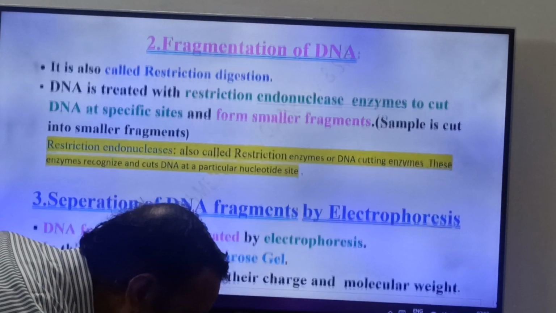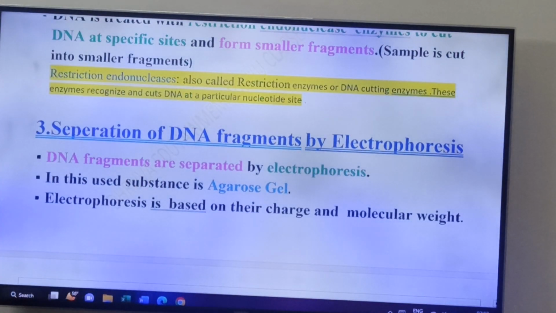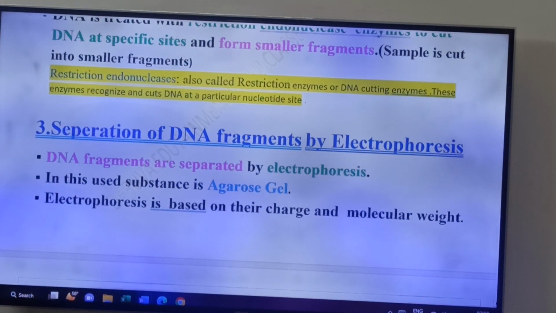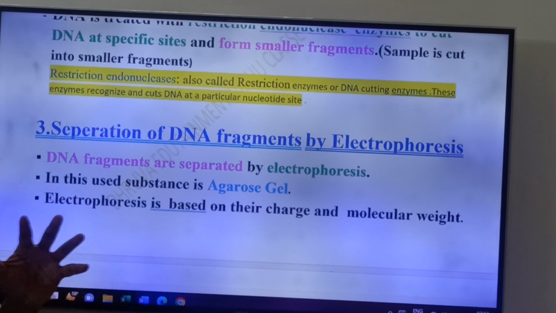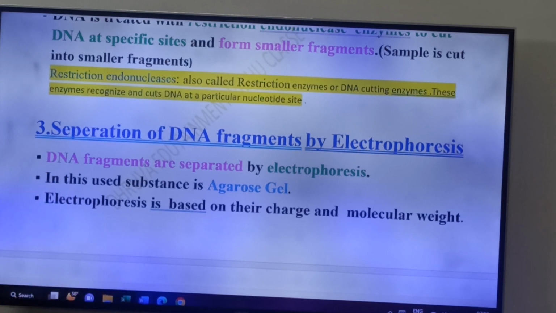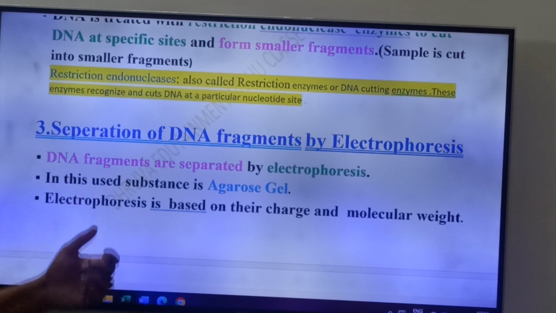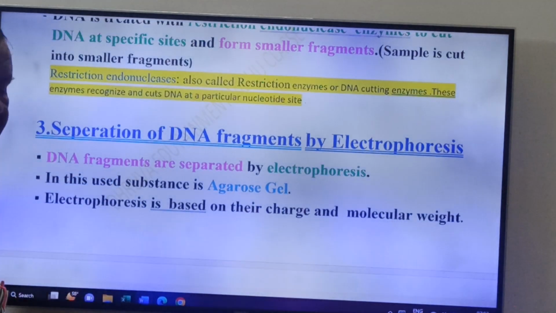Now come to the third point, friends. Separation of DNA fragments by electrophoresis. See friends, this is a specific technique, electrophoresis. DNA fragments are separated by electrophoresis. Friends, in the second step, by using restriction endonuclease enzyme, we make a number of fragments of the DNA. Now we have to separate them according to their size, according to their number of nucleotides. For this we are using which process, friends? Electrophoresis.